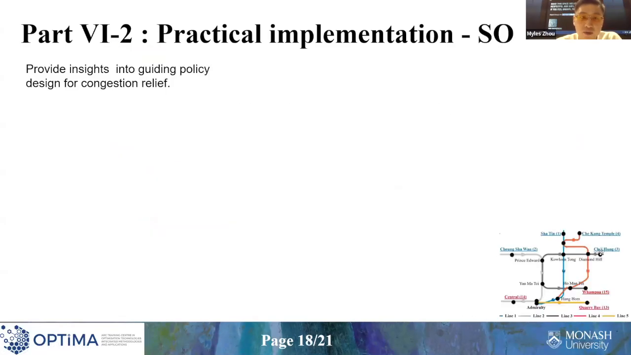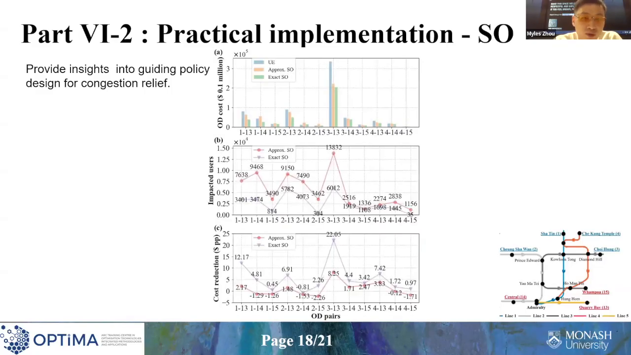Now for the practical implementation of the system optimal models, what can the system optimal do in practice? As we mentioned before, the system optimal represents the lower bound of existing systems. That means if we want to further reduce traffic congestion in existing user equilibrium solutions, we need more information on the lower bound so that we can know whether we need to implement incentives or not. The system optimal modeling can help us target the most potential passengers.